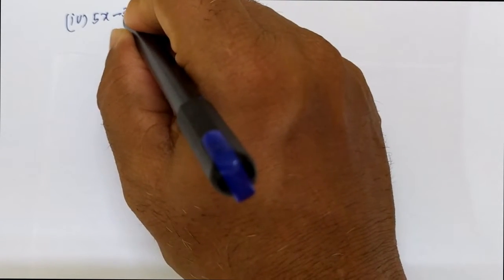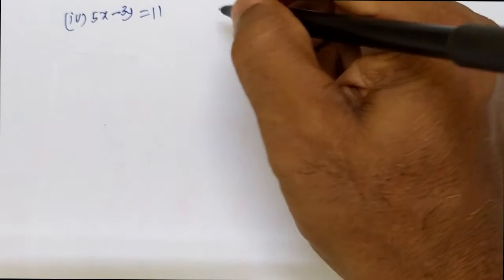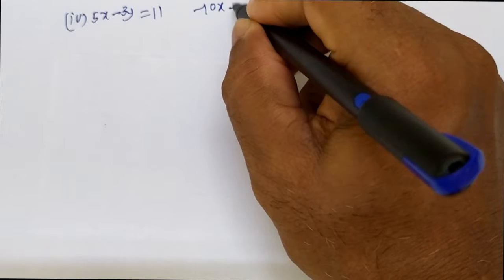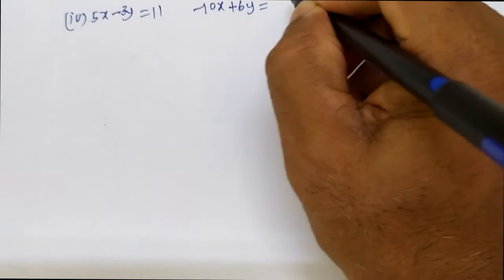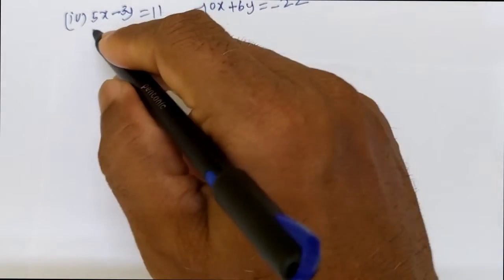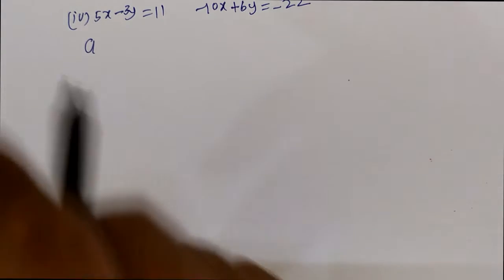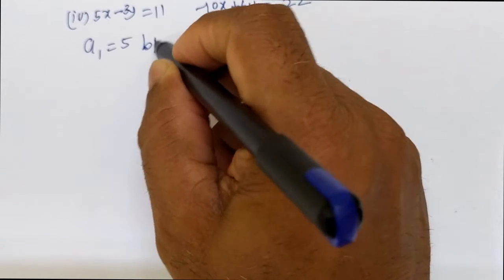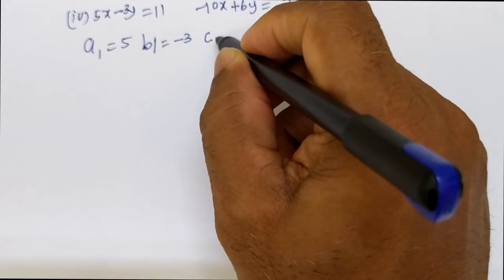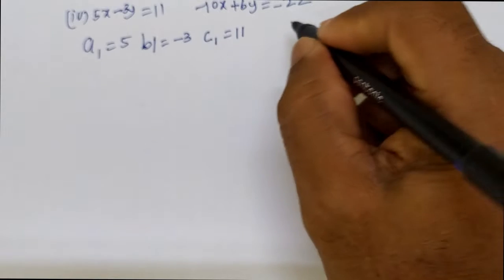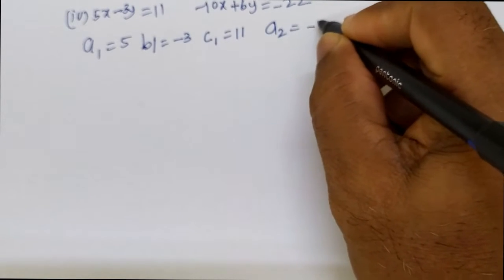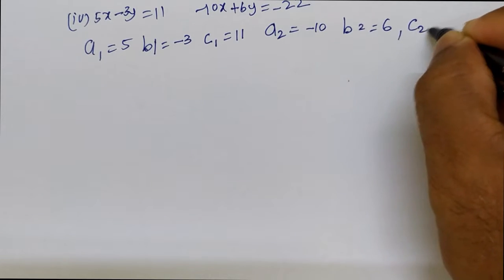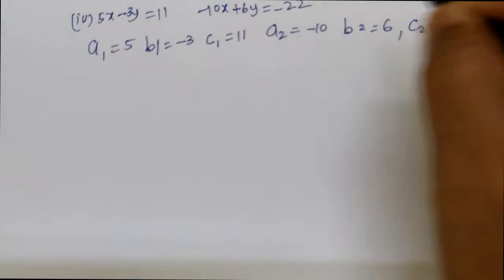5x minus 3y is 11, and minus 10x plus 6y is minus 22. We'll write down a1. So a1 is 5, b1 is minus 3, c1 is 11. So also a2 is minus 10, b2 is 6, and c2 is minus 22.